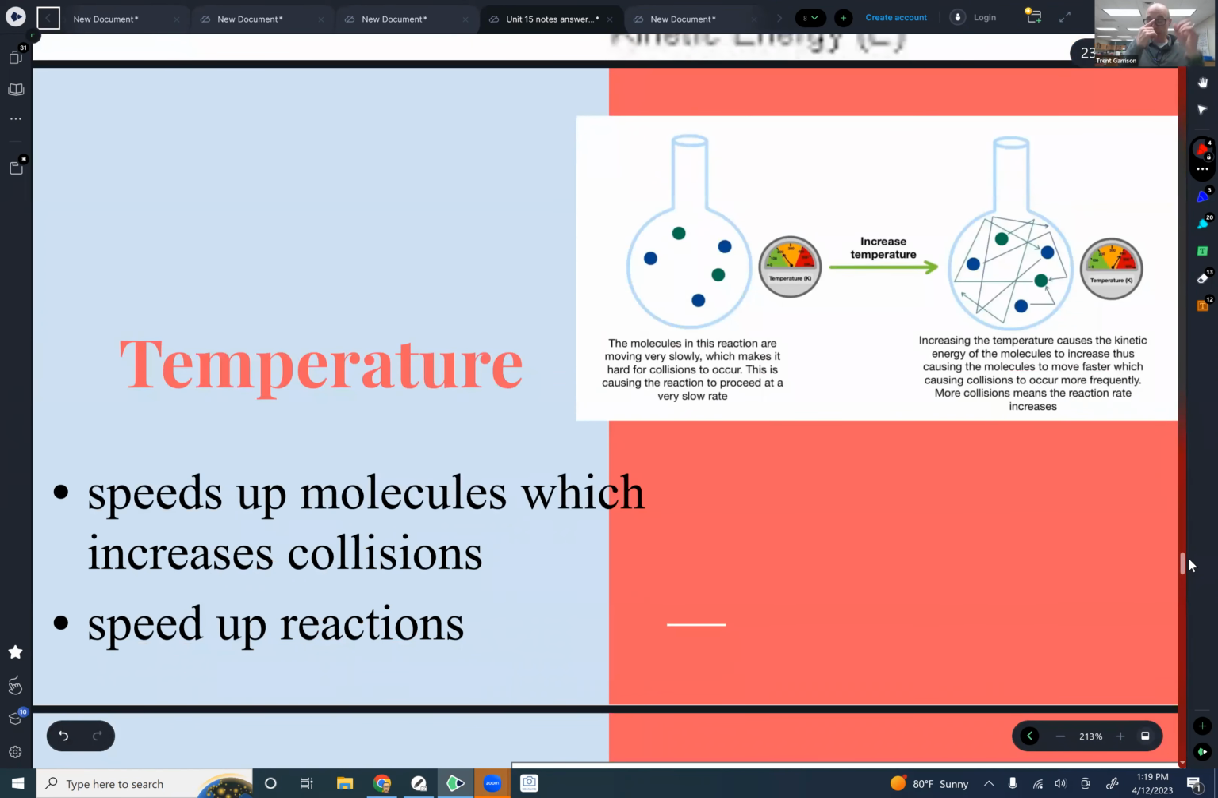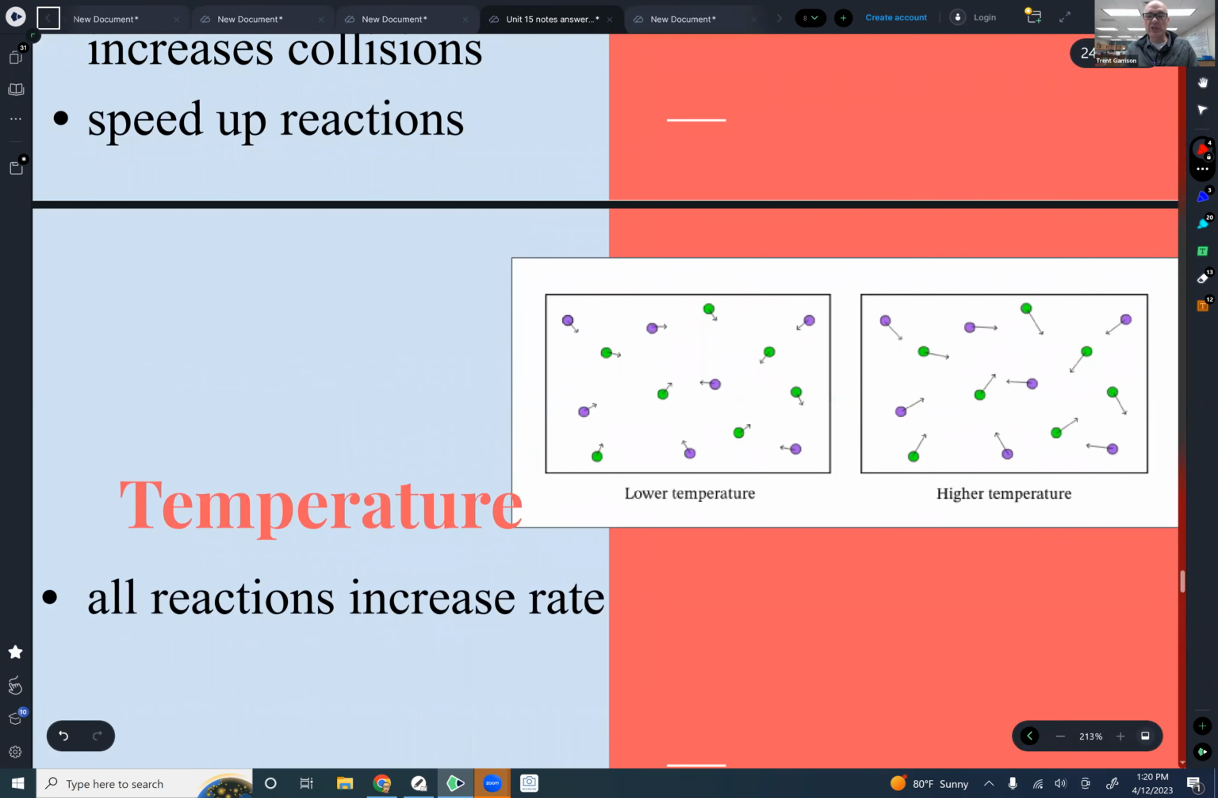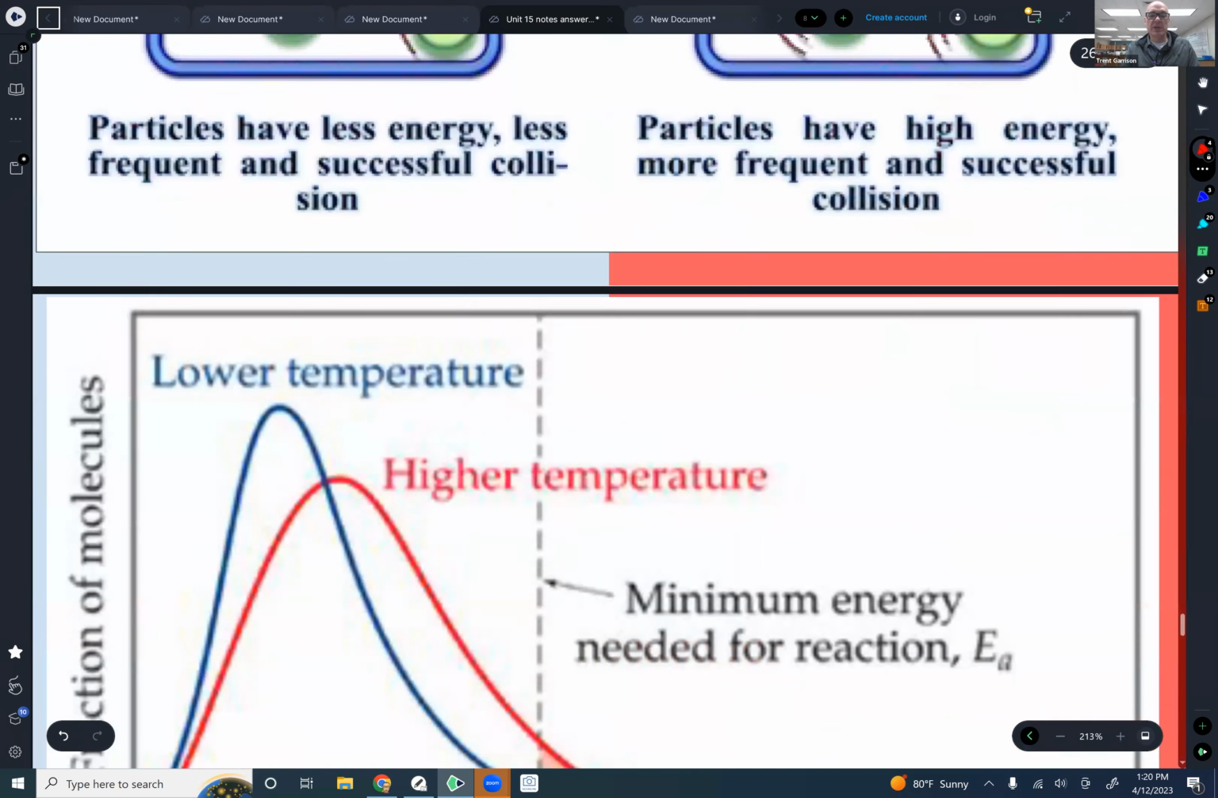All right, temperature, we can see that on the Maxwell-Boltzmann. So all we're doing with temperature is increasing the speed of the particles. As particles get hotter, they move faster. So the rate of reaction is going to increase because the particles move faster, which means there's more chance that they're going to collide with another particle. And that's being reiterated here.